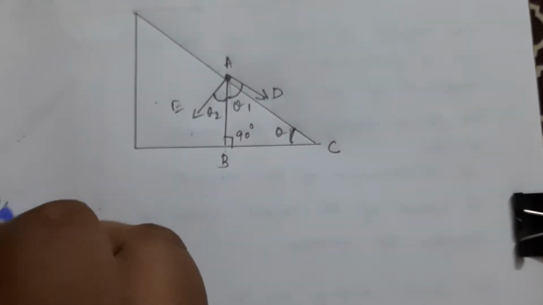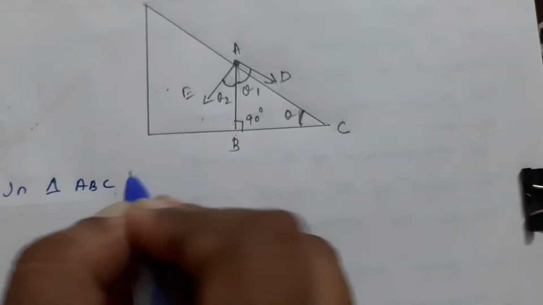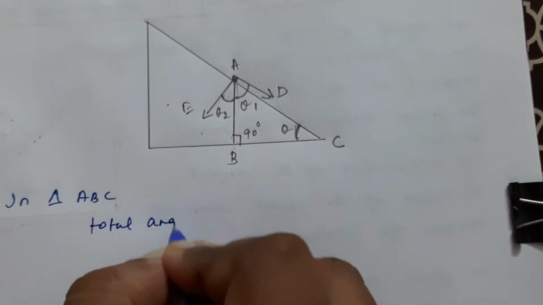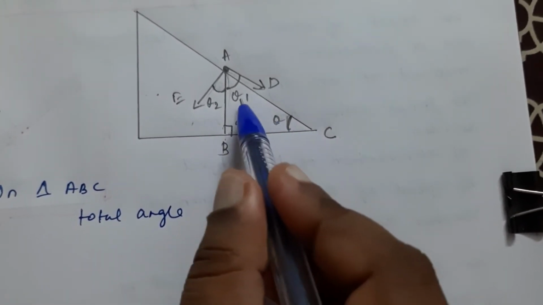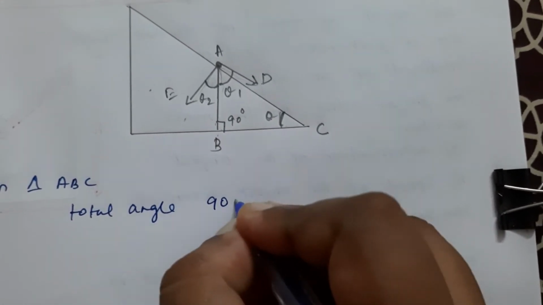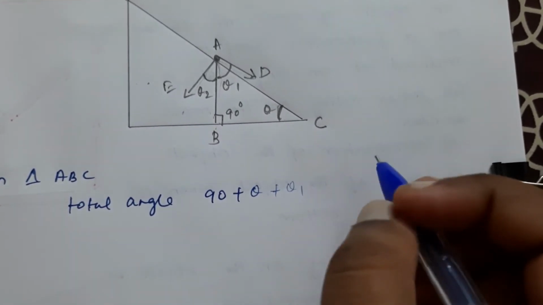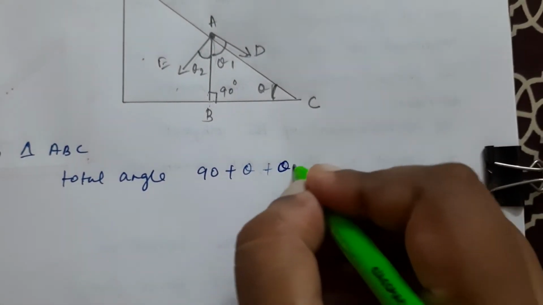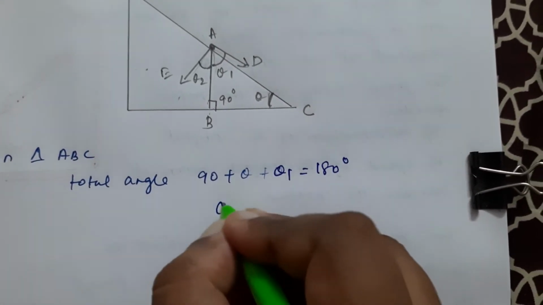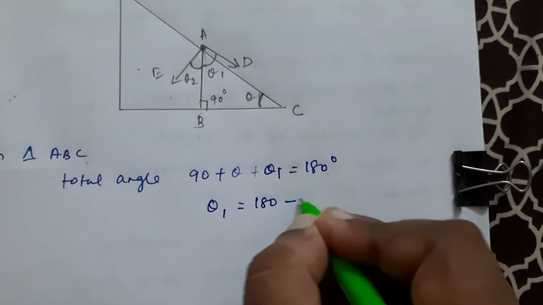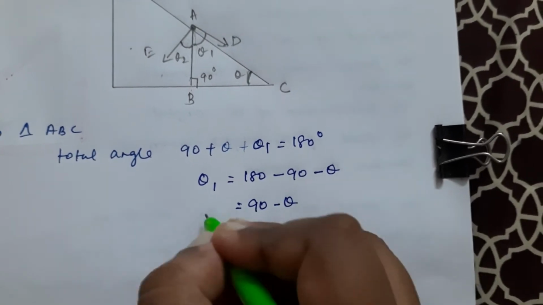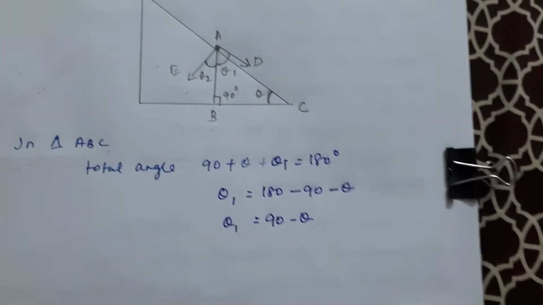Okay. Now I am going to take the triangle ABC. What is the total angle in the triangle? That is 90 plus theta plus theta 1. So the total angle in a triangle is 180 degrees. So I can write 90 plus theta plus theta 1 is equal to 180 degrees. Okay. So we can write theta 1 as 180 minus 90 minus theta. So what I'll get here is 90 minus theta. So theta 1 is equal to 90 minus theta.